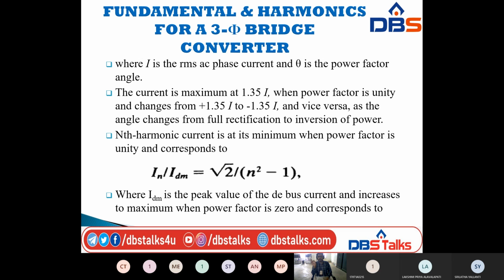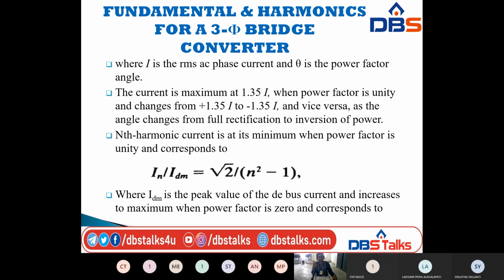Next, the nth harmonic current is at its minimum when the power factor is unity and corresponds to In by IDM equal to root 2 by n square minus 1. This is the formula. Here IDM is the peak value of the DC bus current, that is the peak value of the DC current, which is 1.35.